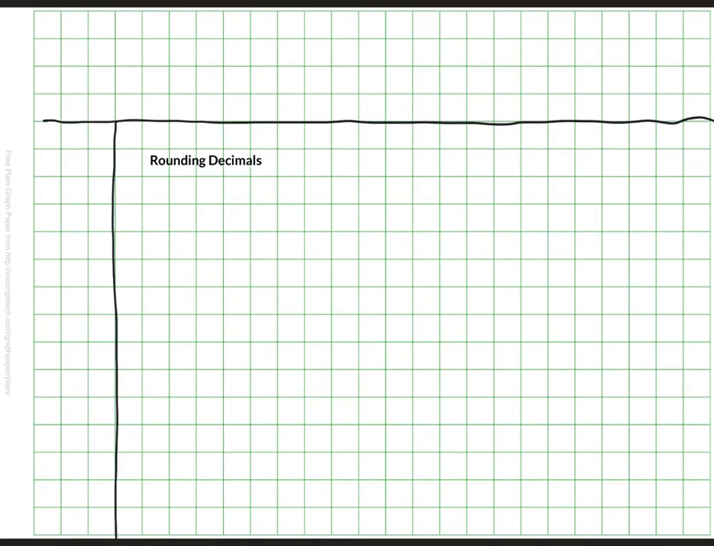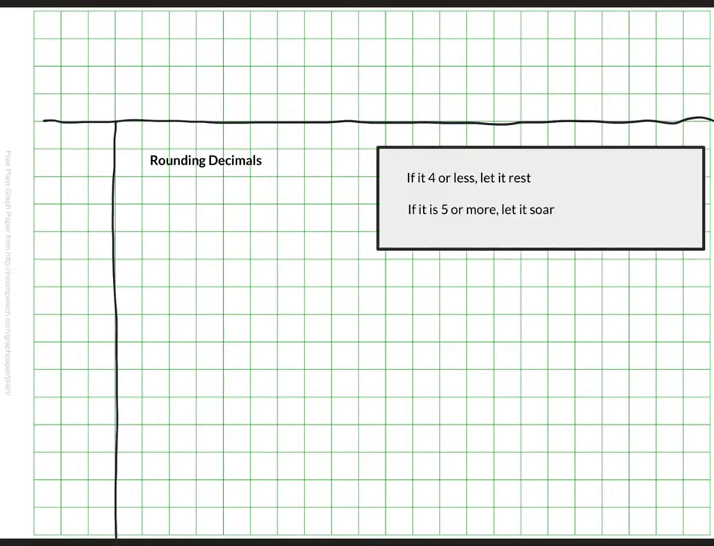The last thing we want to make sure we are confident and comfortable with when we talk about our decimal basics is rounding decimals. When we talk about decimals, there are always a bunch of students who have a little bit of a rhyme or a reminder that they learned in 5th grade that says if it is 4 or less, let it rest. If it's 5 or more, let it soar. And that's kind of a reminder to them about their rounding rules. But I just want to make sure we kind of know mathematically why that is the case so we can use it correctly.